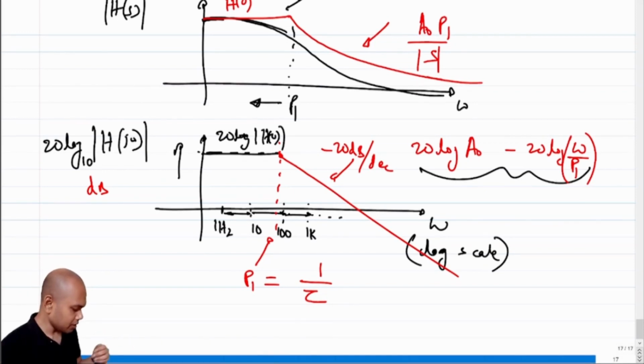So let's stop here. In the next lecture, we'll see, when we put the entire common source amplifier together, what will be the eventual frequency response. Okay.